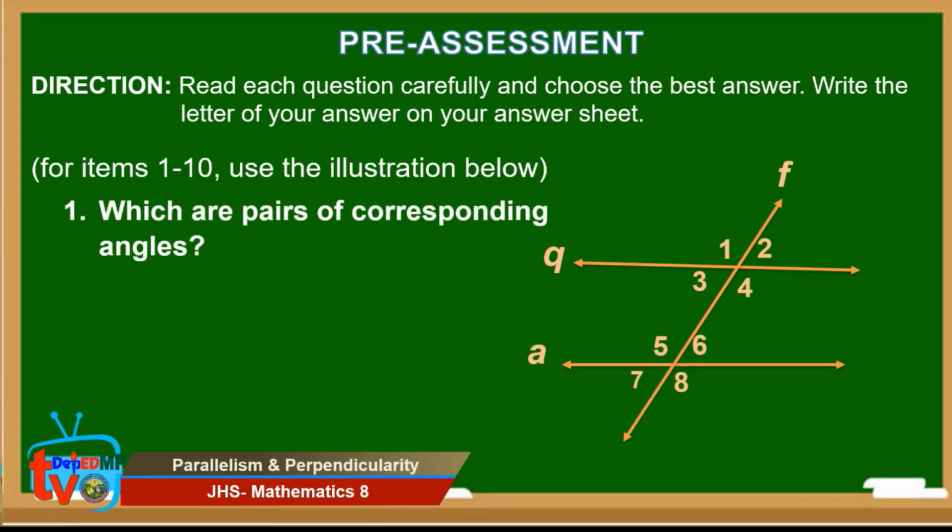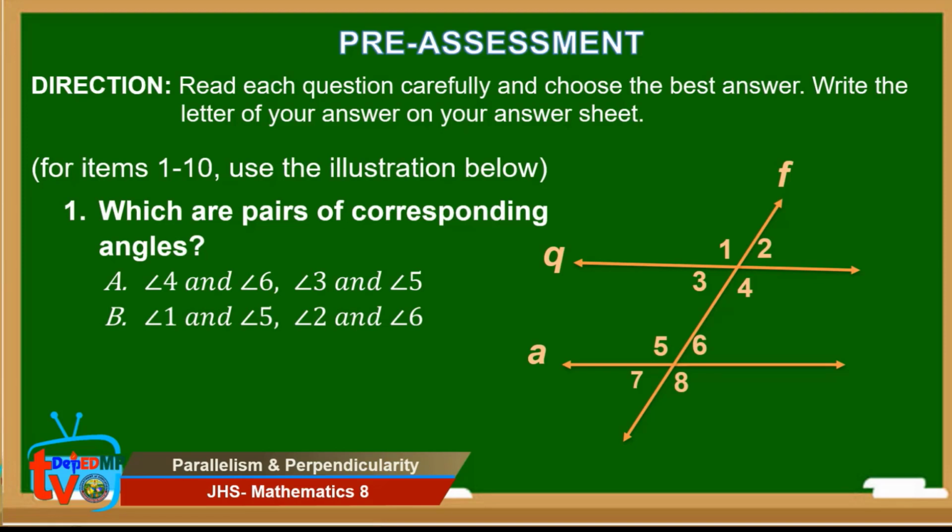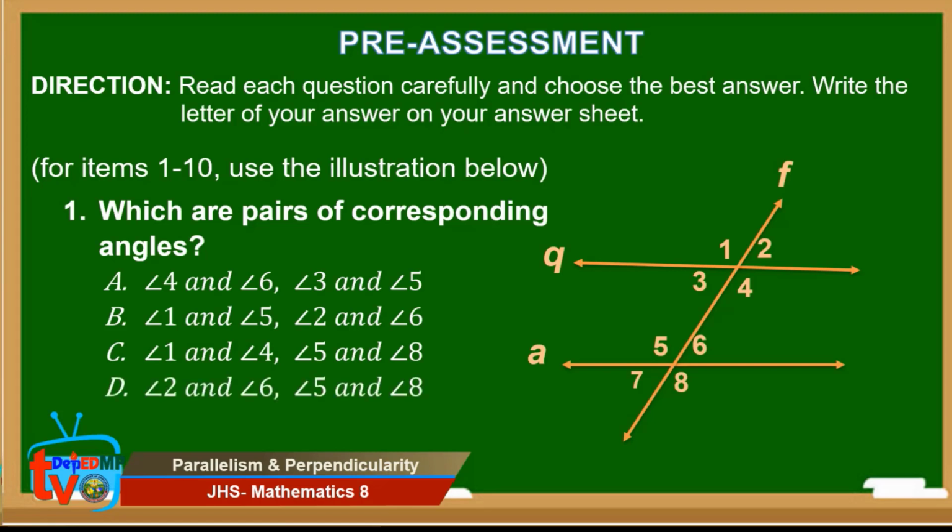Which are pairs of corresponding angles? Letter A, angle 4 and angle 6, angle 3 and angle 5. Letter B, angle 1 and angle 5, angle 2 and angle 6. Letter C, angle 1 and angle 4, angle 5 and angle 8. And letter D, angle 2 and angle 6, angle 5 and angle 8.